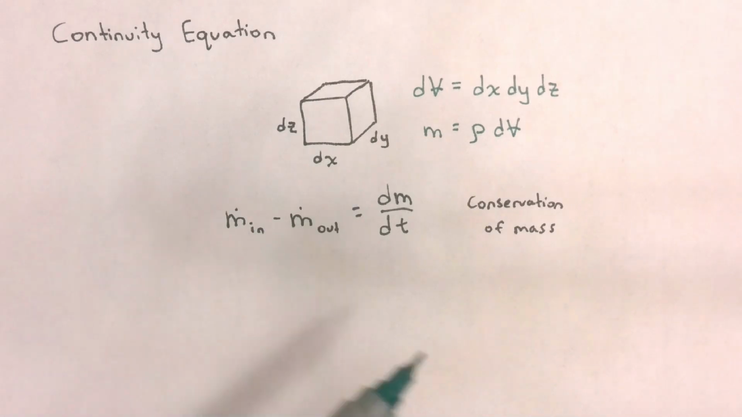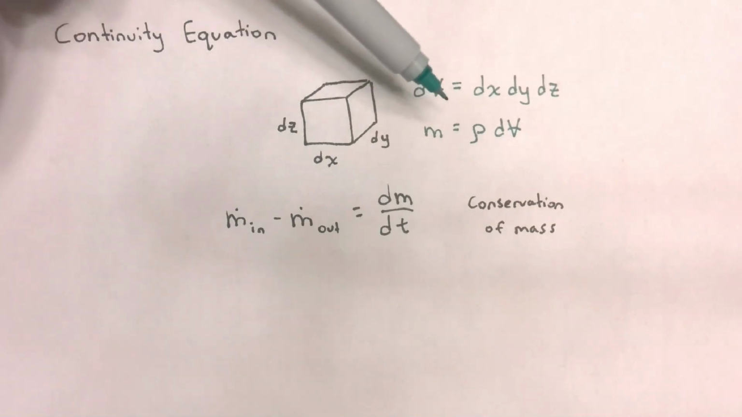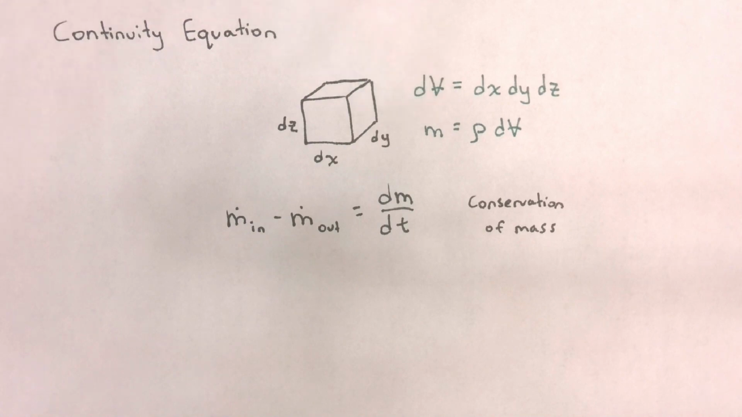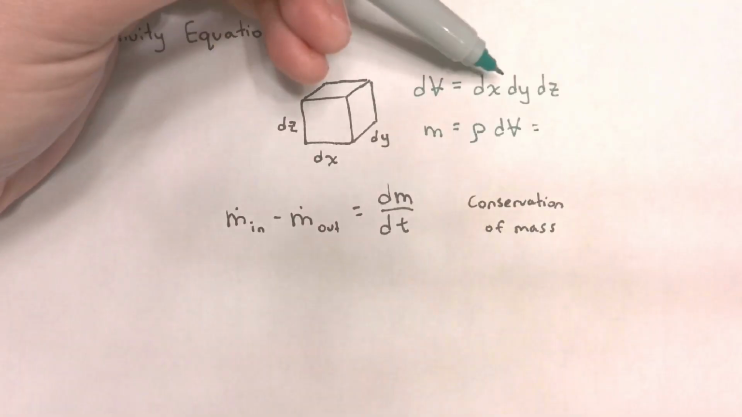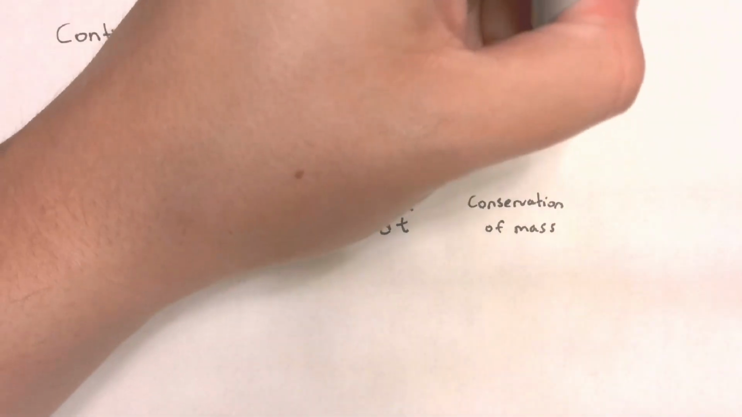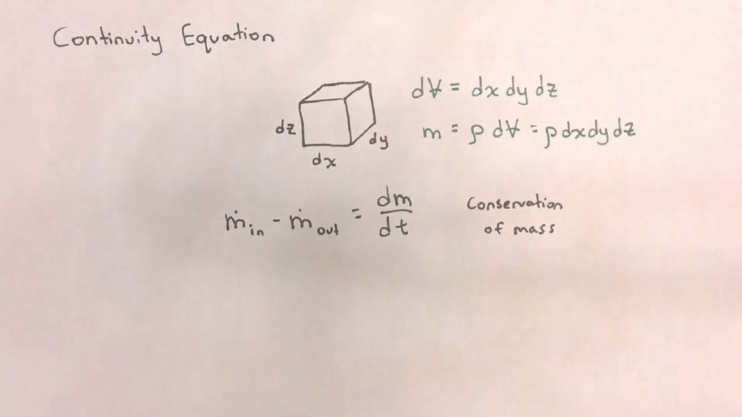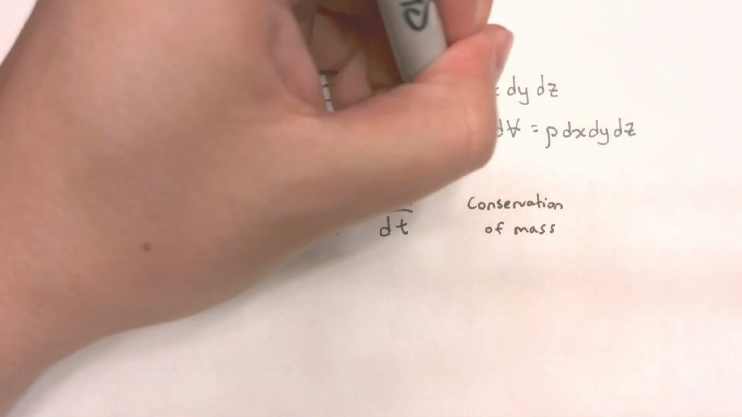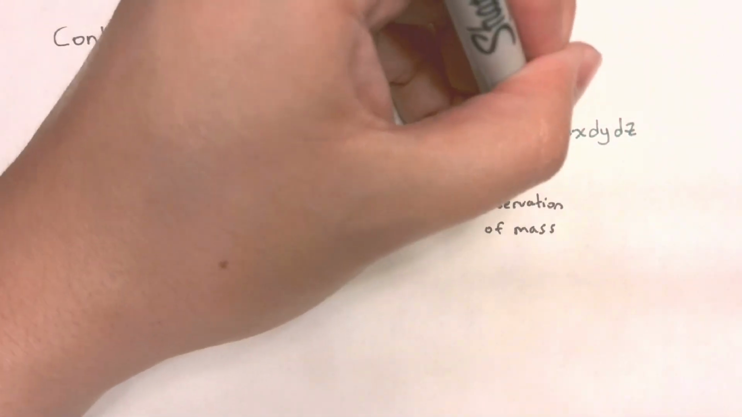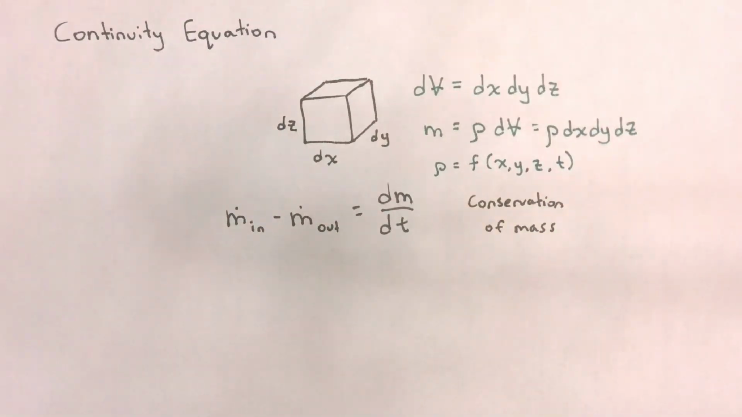Now, I want you to keep all of these terms in mind because we're going to use them to derive our equation. Let's start with the mass. The mass of the cube is equal to the product of the cube's density times its volume. Expressing the volume in terms of its x, y, and z lengths, the mass should be equal to density times dx times dy times dz, where the density is a function of x, y, z, and time. Of course, we can make assumptions later, such as steady or incompressible flow, in which case the density won't vary, but for now, let's keep the density as a variable.